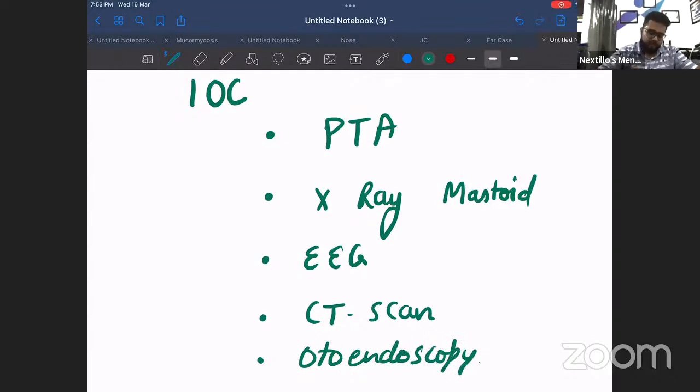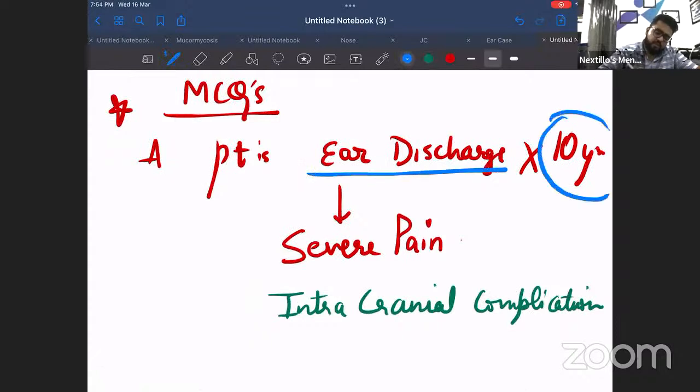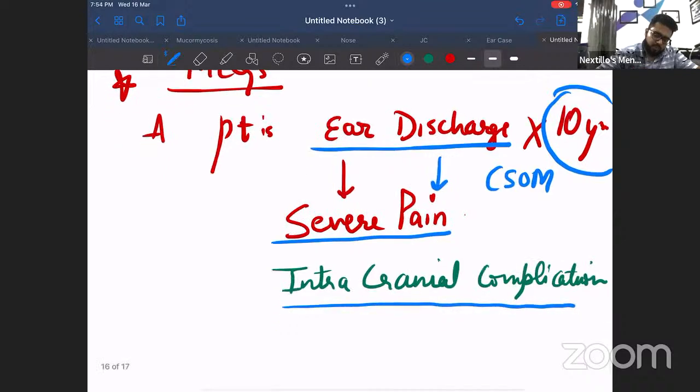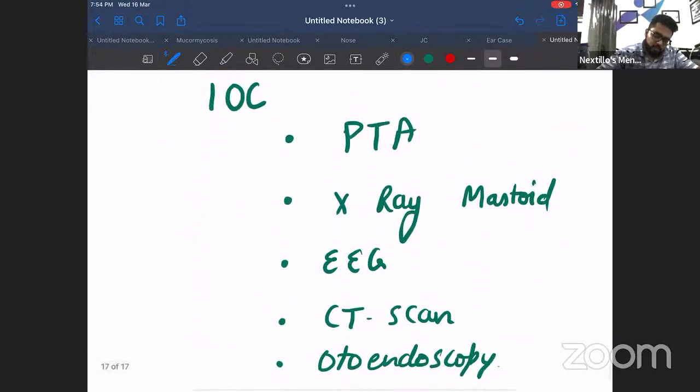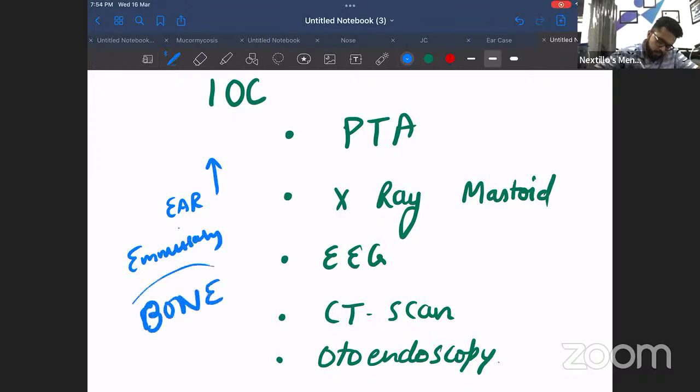First of all, let's see what they have asked. They are giving us a case where the patient has ear discharge. It has been there for 10 years. So this is a case of CSOM where a complication has occurred. The patient is having severe pain and we are suspecting an intracranial complication. So in your brain, make a picture that from the ear the infection has spread to the brain. It will either go through emissary veins or it will go by eroding the bone.